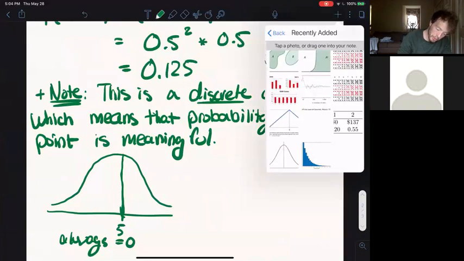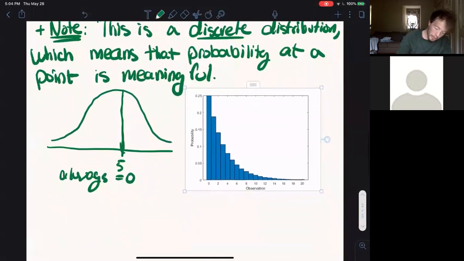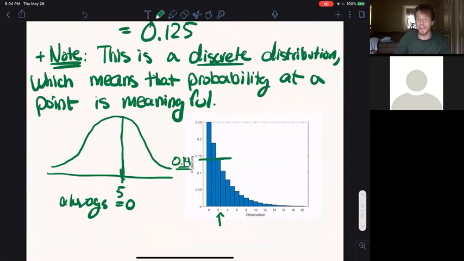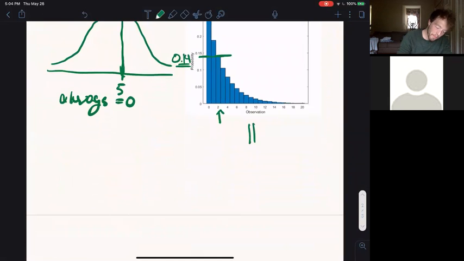The geometric distribution actually looks something like this. And it's a discrete distribution, so if I wanted to know the probability at a certain point, that actually has a meaning, right? I can actually find that probability. It's what looks like here at 0.14 or something like that. So geometric distributions, unlike our continuous distributions, you can actually find probability at a point, which I thought was a worthwhile point to make. Okay, so this is what our geometric looks like.